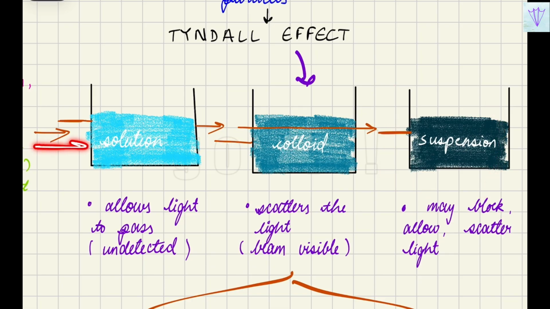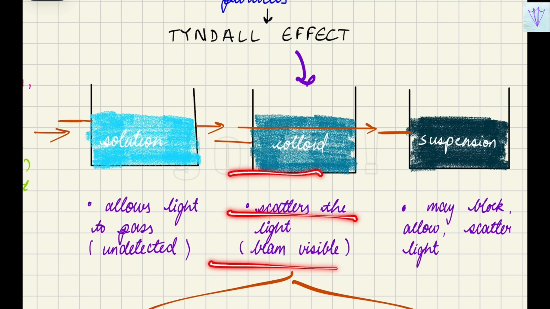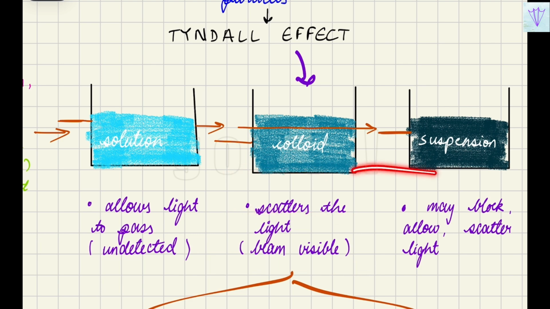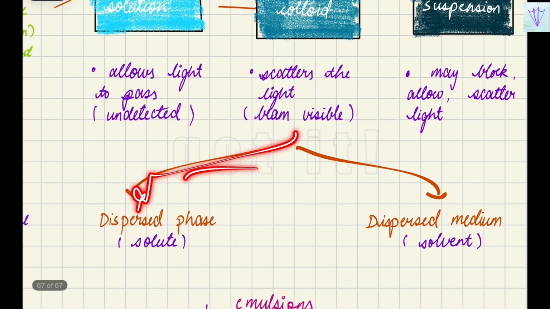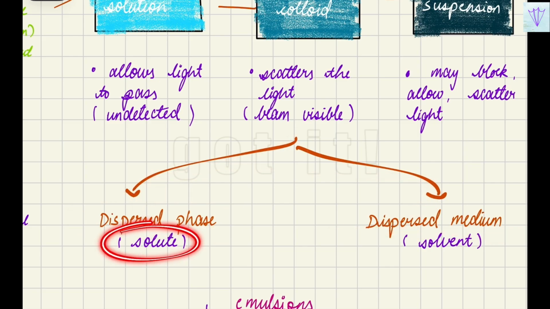But when a beam of light is passed through a solution, it allows the light to pass undetected. You cannot see the light passing through a true solution. But in a colloid, it scatters the light and the beam is visible. In the suspension, as I've already told you, it may block, allow or scatter the light. So, in a colloid, we'll have two things, that is the dispersed phase and the dispersed medium. The dispersed phase is basically the solute, while the dispersed medium is the solvent.